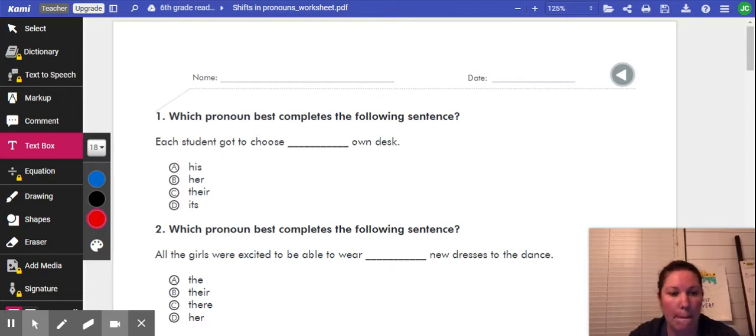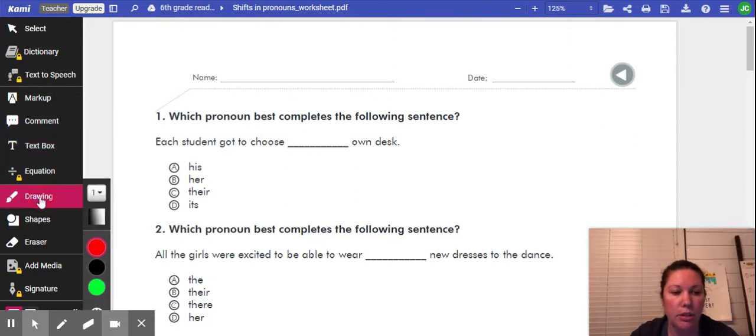Number 1. Which pronoun best completes the following sentence? Each student got to choose blank own desk. A, each student got to choose his own desk. B, each student got to choose her own desk. C, each student got to choose their own desk. Or D, each student got to choose its own desk.